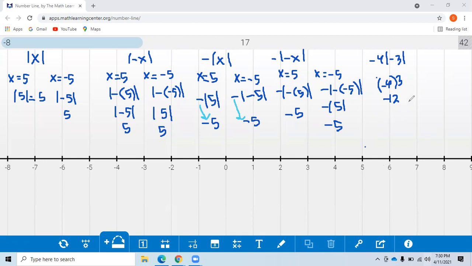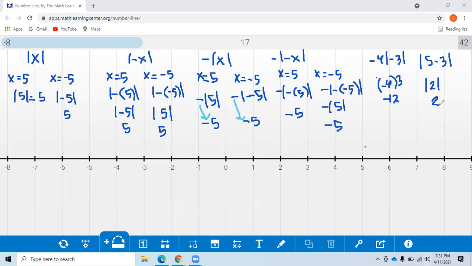You might be asking, what about if I have an expression inside my absolute value signs? What about if I have the absolute value of 5 minus 3? Well, my absolute value sign is a grouping symbol, which means I need to simplify what's inside the absolute value sign first. So 5 minus 3 is 2. I have the absolute value of 2, which is equal to 2.